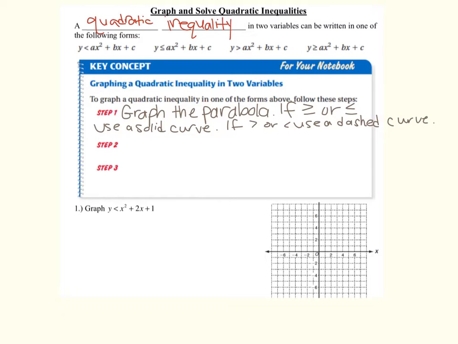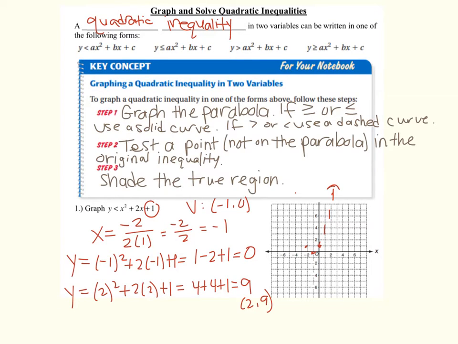Step 2 is to test a point. Since it's not equal to, I'm using the dashed curve. So there's my parabola, now I have to use a test point. I'm going to use the test point 0, 0, so this is just outside of the parabola. So I'm going to plug it into my original inequality. And I get 0 is less than 1, which is true. So I'm going to shade toward my test point since it makes it true.